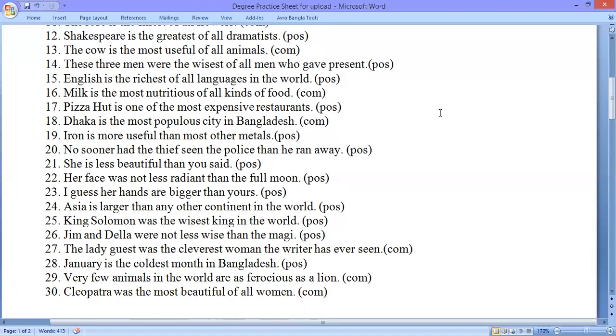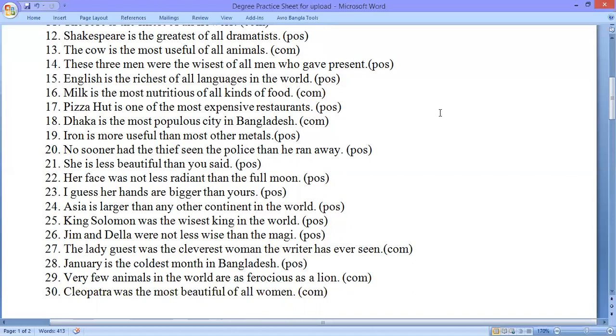Okay, this is question number 20. The question is, no sooner had the thief seen the police than he ran away. We shall have to make this positive. So the solution is, as soon as the thief saw the police, he ran away. I'm repeating, as soon as the thief saw the police, he ran away.